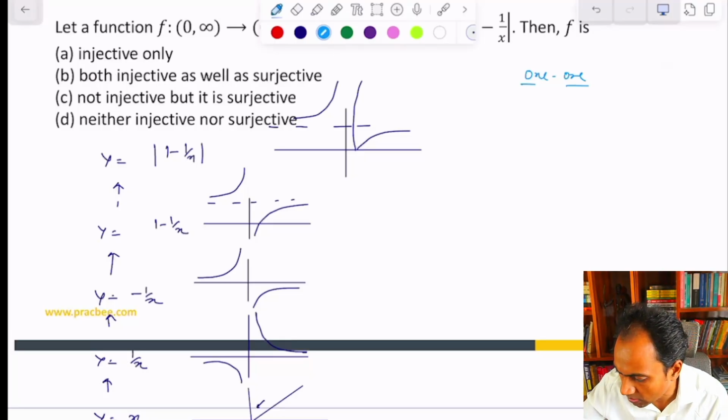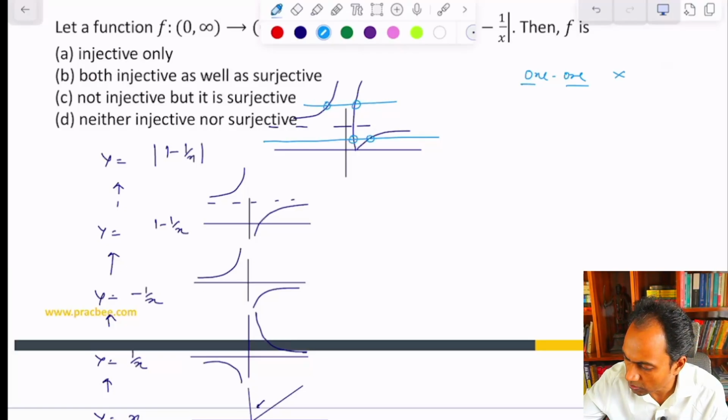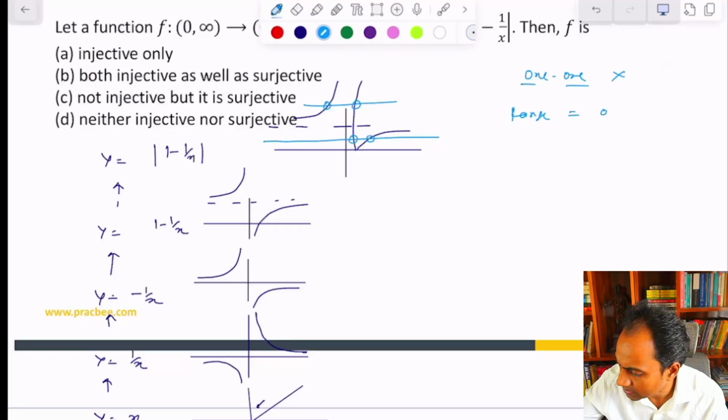That would mean we'll draw a line. If the line can cut the graph at more than 1 point, it is not a 1-1 function. Now from the graph only we can figure out the range. So if you look into the values of y that are possible, that are 0 to infinity, 0 included.